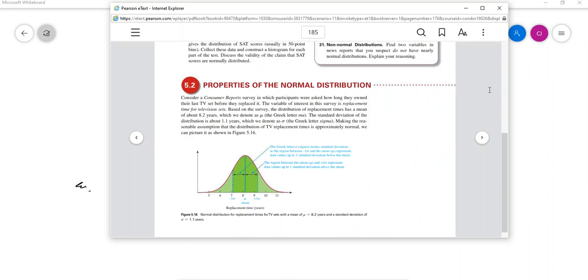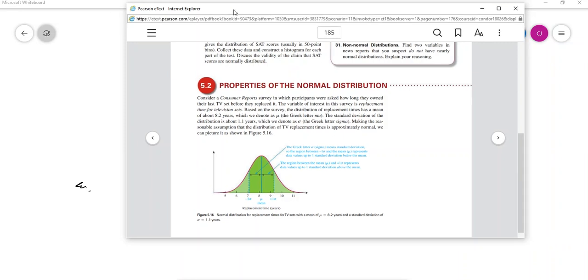So the idea now is we know what we're going to use to find probabilities. We're going to use these continuous distributions and then the area underneath the continuous distributions between inputs. And here's an example, a normal distribution for replacement times for TV sets. The mean is 8.2, standard deviation of 1.1. So 8.2 is in the middle, and if we go up one standard deviation, well, that's 8.2.